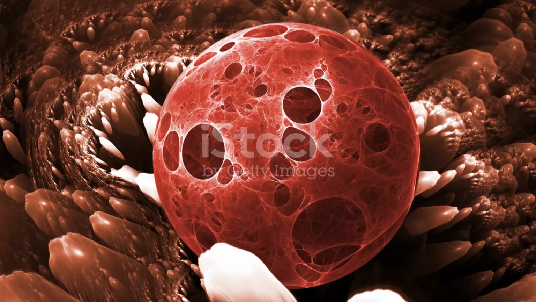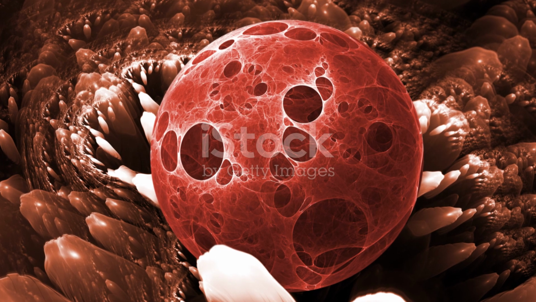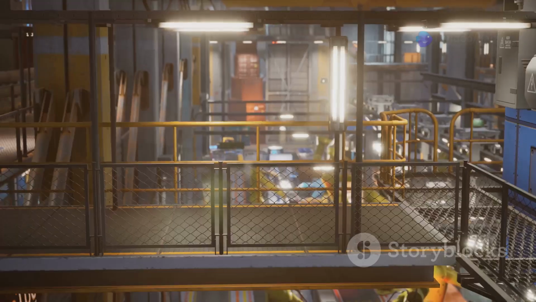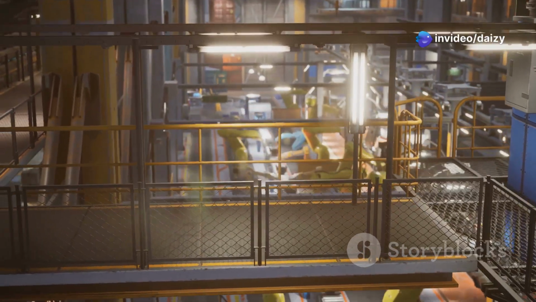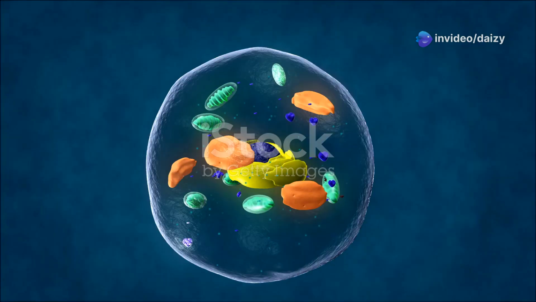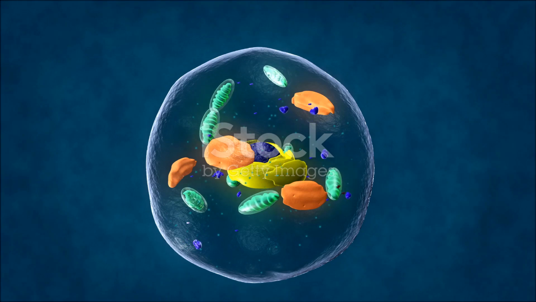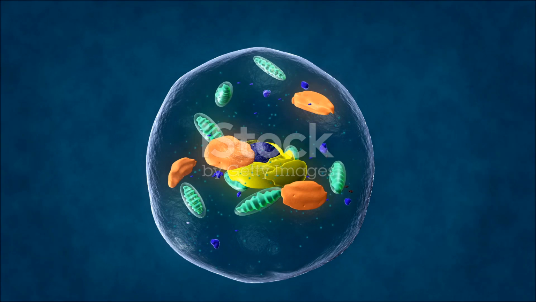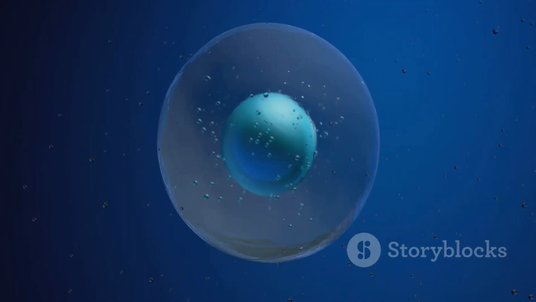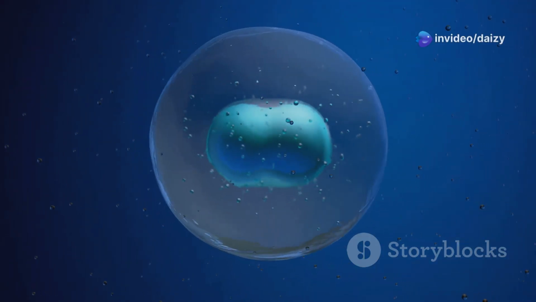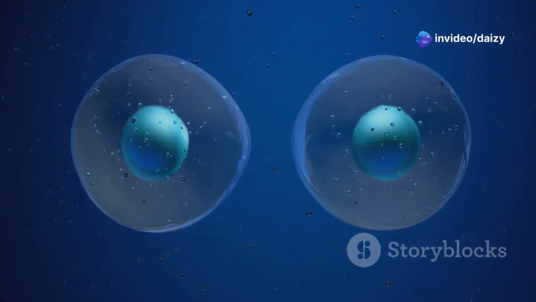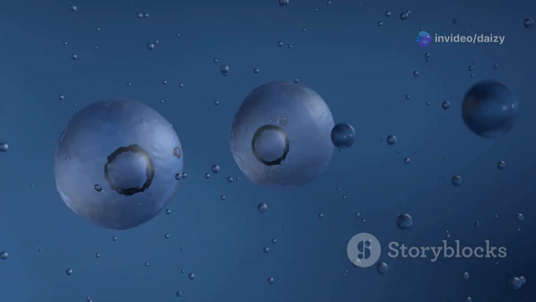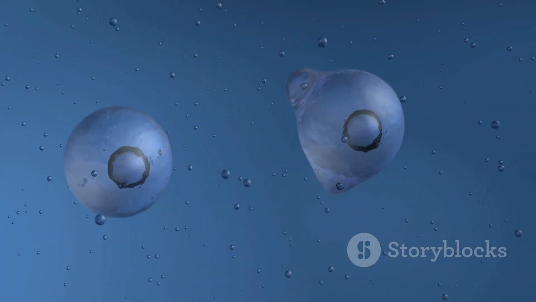Let's now step inside a eukaryotic cell and take a closer look at its intricate machinery. Imagine a bustling factory with different departments working together to produce a finished product. That's kind of what a eukaryotic cell is like, with various organelles working in harmony to carry out life's essential functions. At the heart of the eukaryotic cell lies the nucleus, the control center that houses the cell's genetic material, DNA. The nucleus is like the CEO of the cell, directing all cellular activities.